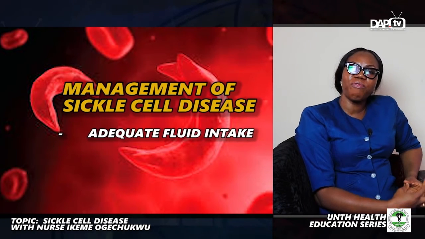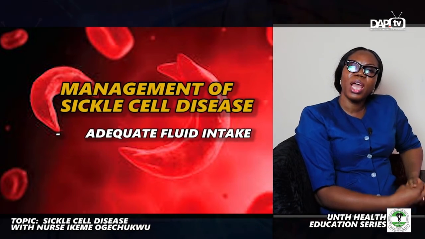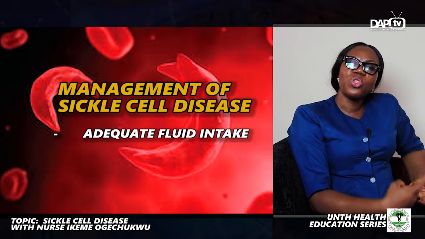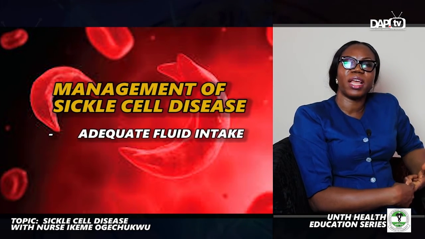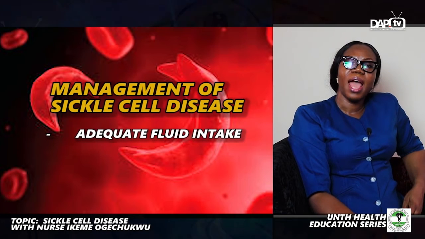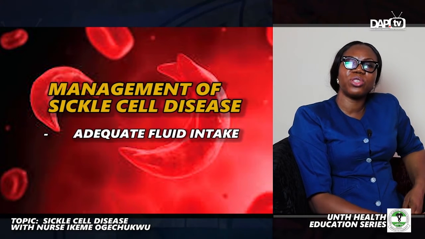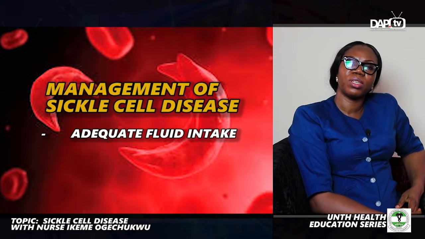Imagine if you have enough water in the blood, it will help the sickle cells not to gum with each other, not to clamp with each other. It will help it to flow freely. And when it's flowing freely, the rate of crisis will be reduced.